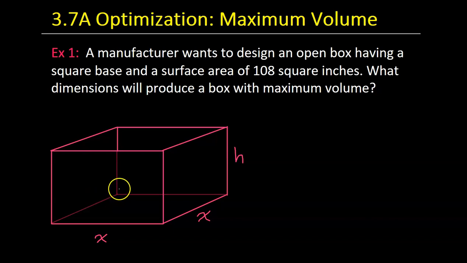Example 1, a manufacturer wants to design an open box having a square base and a surface area of 108 square inches. What dimensions will produce a box with maximum volume?